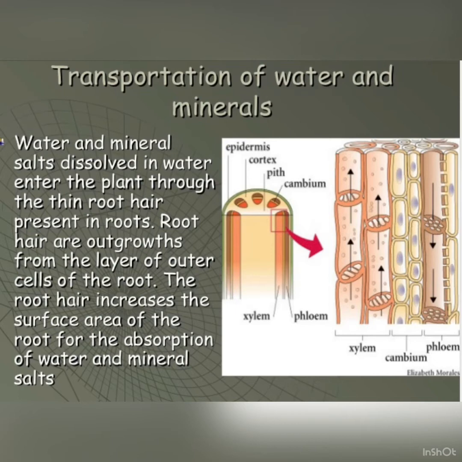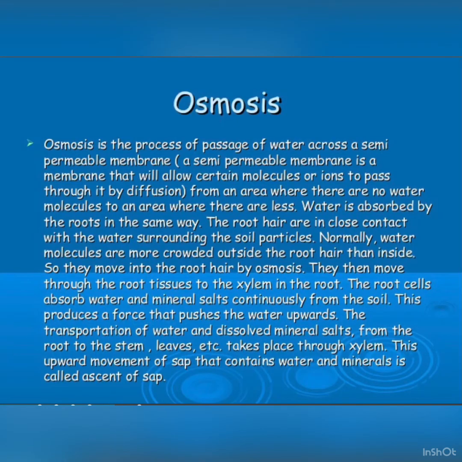Now, how is water absorbed from roots? The roots have thin hair-like structures called root hair. Root hairs are outer growths. They help in absorption of water and minerals because they are in direct contact with the soil. Now, the water enters from the soil into the root hair through a process known as osmosis.